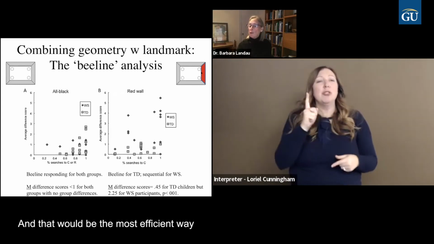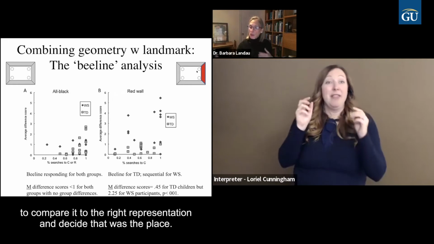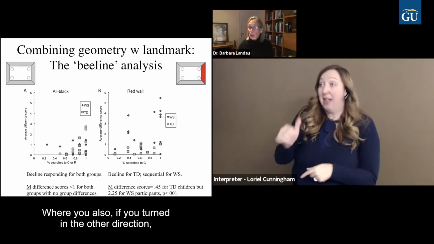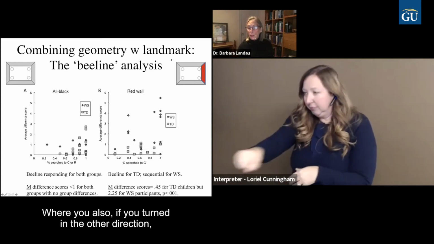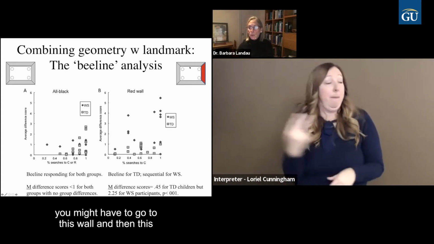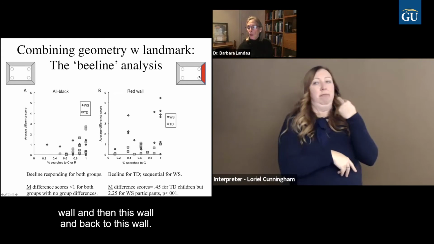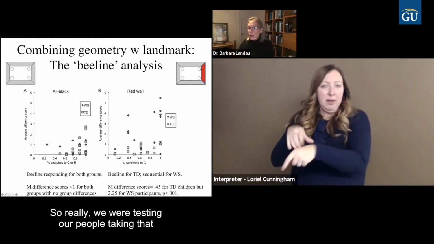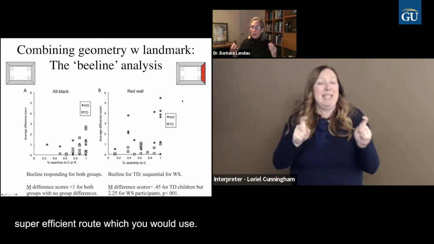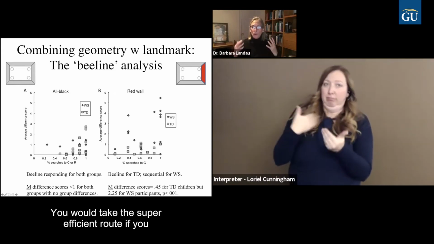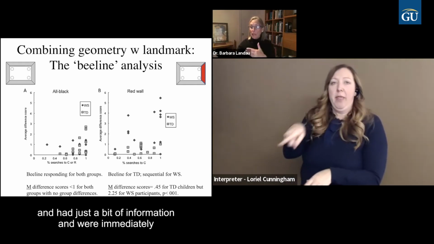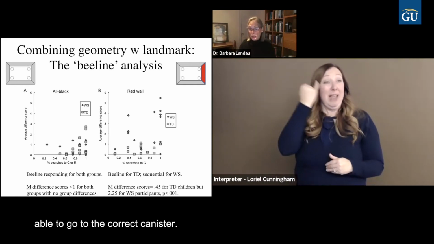That would be the most efficient way to detect that it was in this corner, compare it to the right representation, and decide that was the place. But if you turned in the other direction, you might have to go to this wall, and then this wall, and then this wall, and back to this wall. So we were testing whether people take that super efficient route, which you would take if you really had a representation of the whole thing and, with just a bit of information, were immediately able to go to the correct canister.